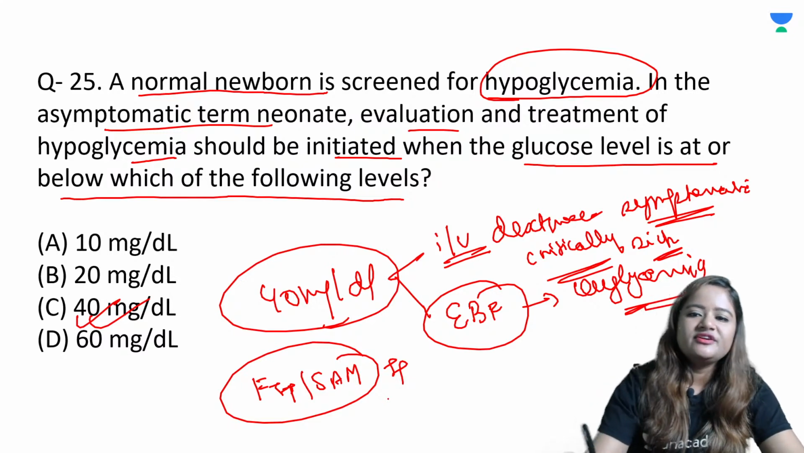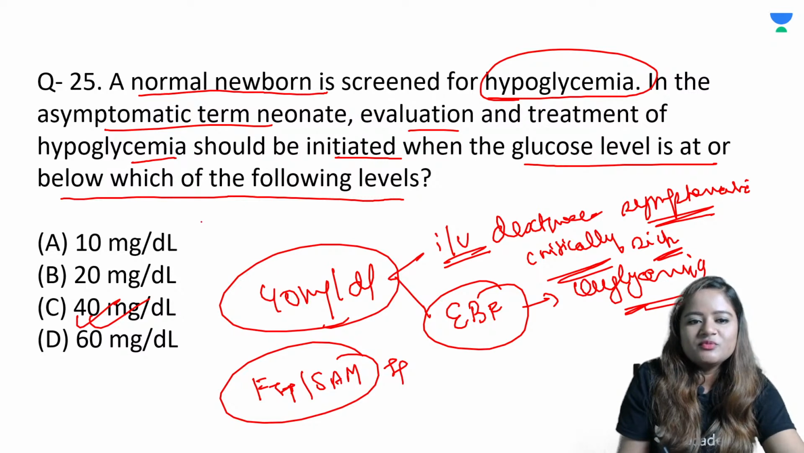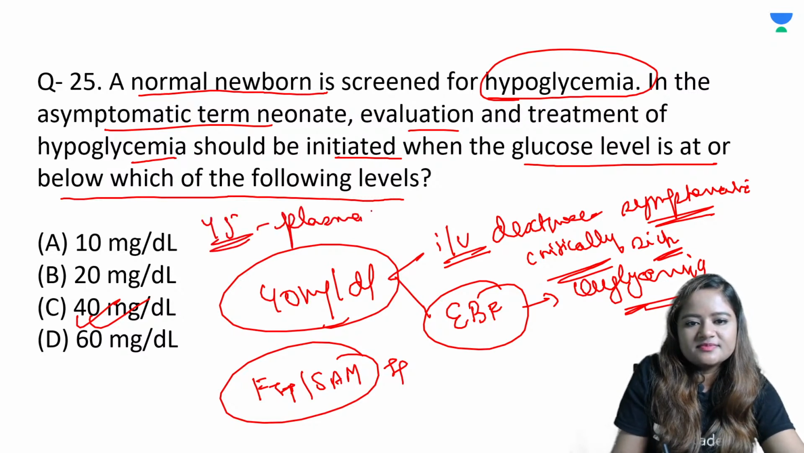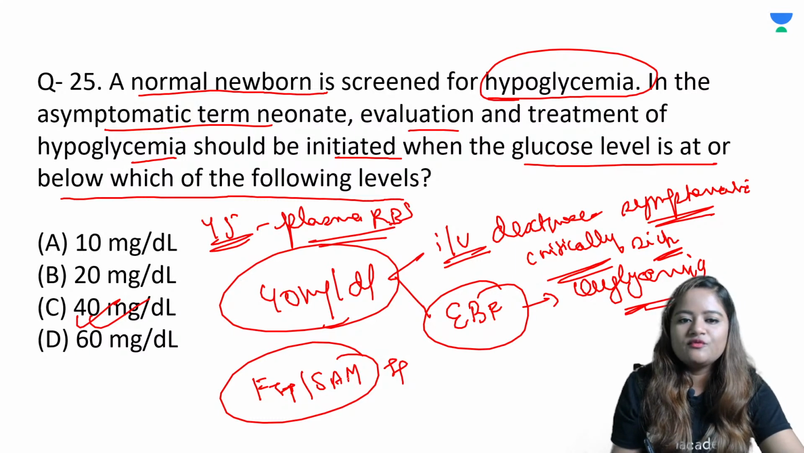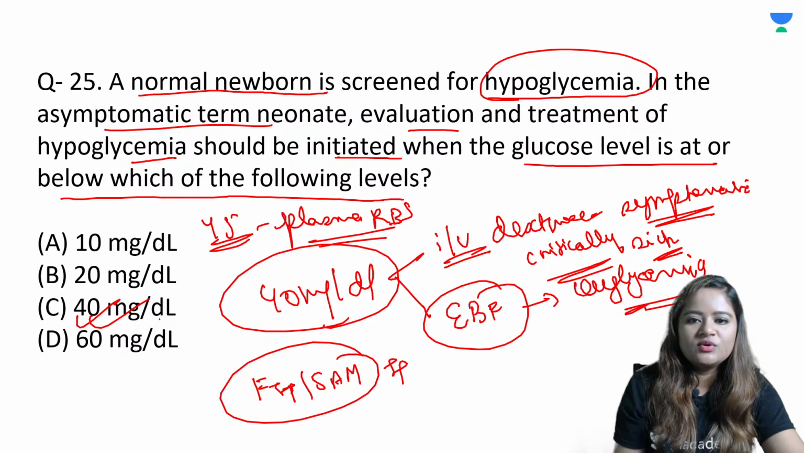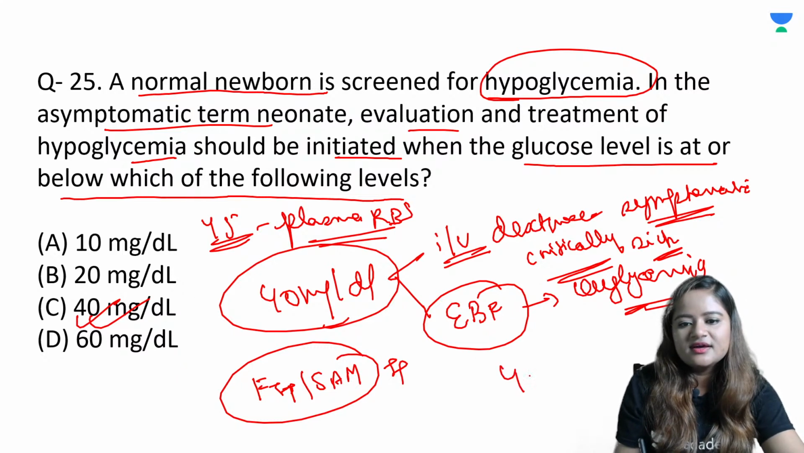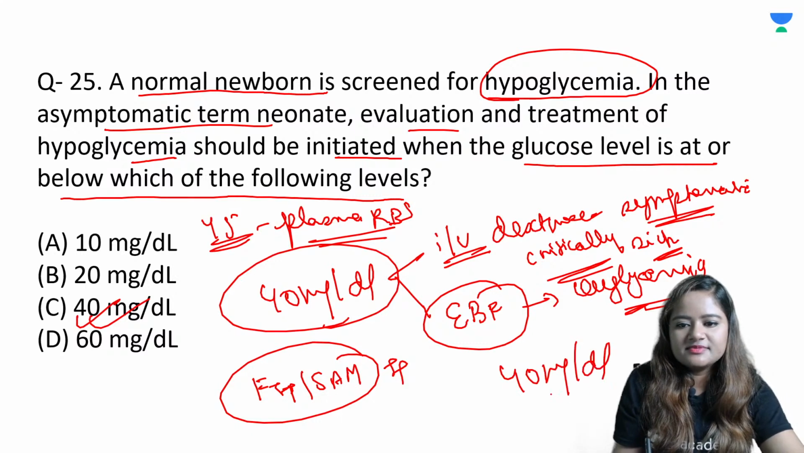So between 40 and 45, there's a lot of confusion. To be more specific, 45 is the exact value that we use for the plasma value of RBS. So if you have specific terms like this, you can go for 45. But if you are asked only the normal glucose levels, which is the cutoff for treatment of hypoglycemia, then the answer is 40 milligrams per deciliter.